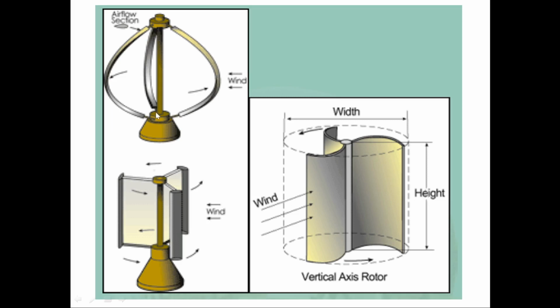There are different configurations, Savonius and Darrieus configurations, and the design of blades. See here the various parameters of the wind turbine and wind turbine blades. This is typically related to the vertical axis wind turbine.